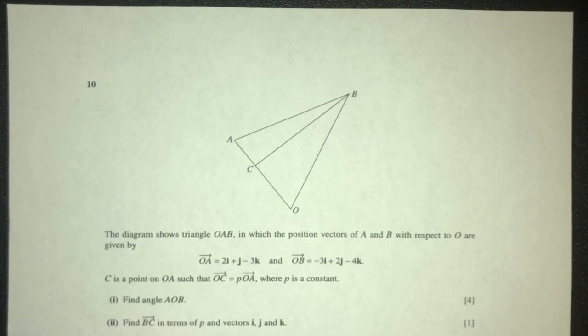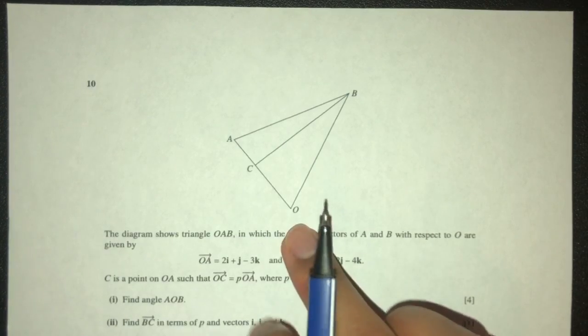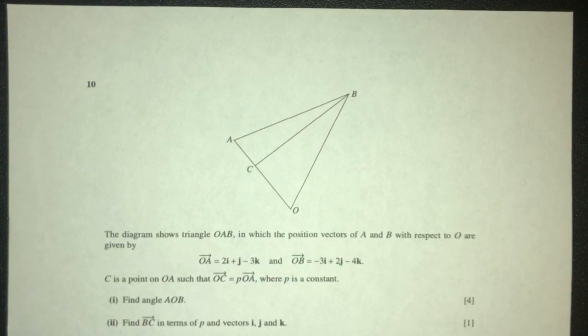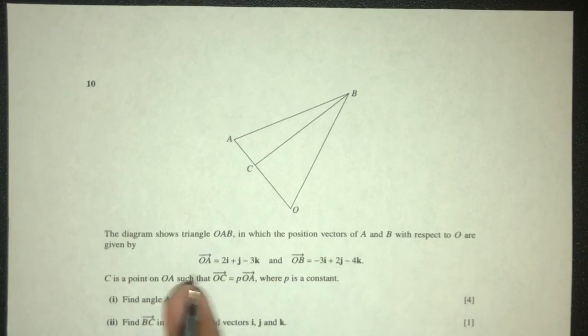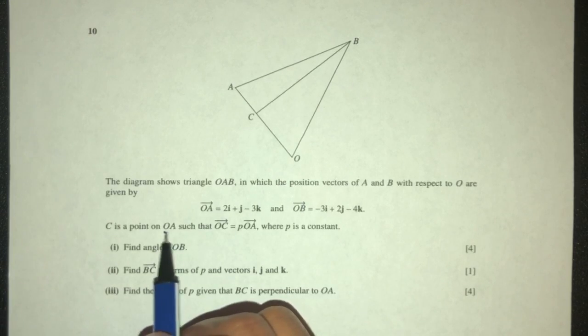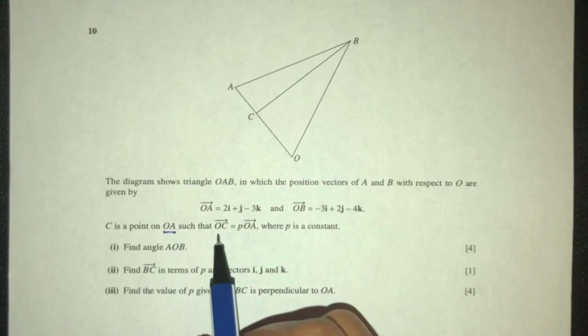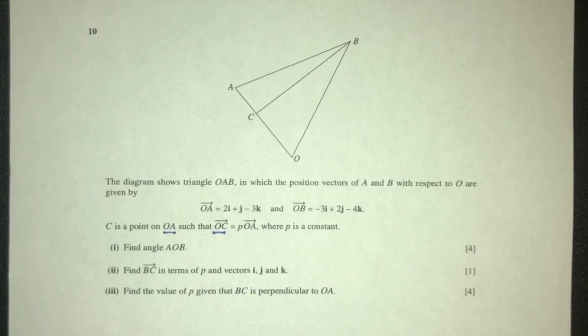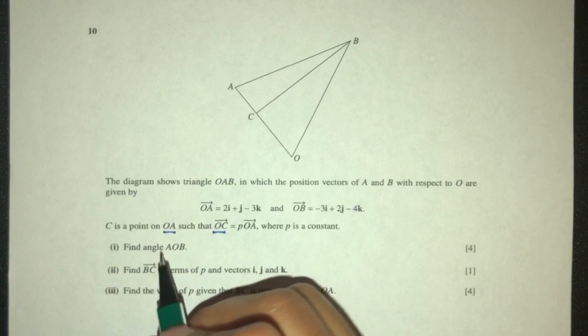Let's move on to the next question. The diagram shows a triangle OAB. So here we have OAB. In which the position vectors of A and B are given by the following vectors. Now C is a point on OA right here, such that OC is p times OA, where p is a constant. Now first thing, we have to find the angle AOB.